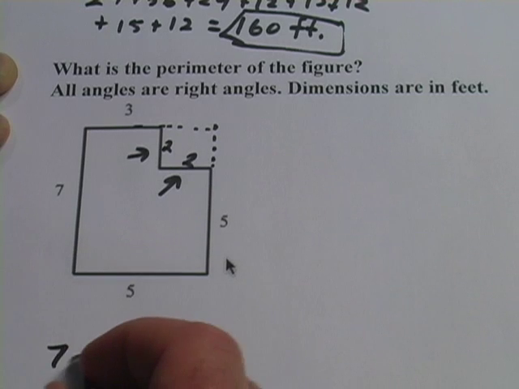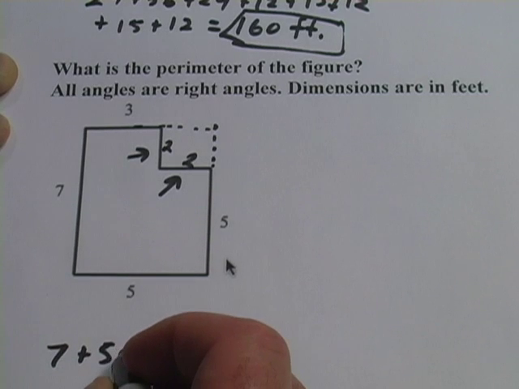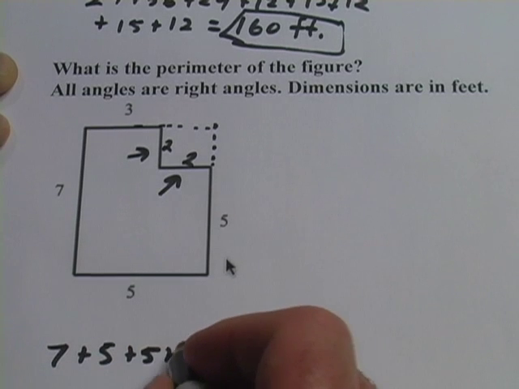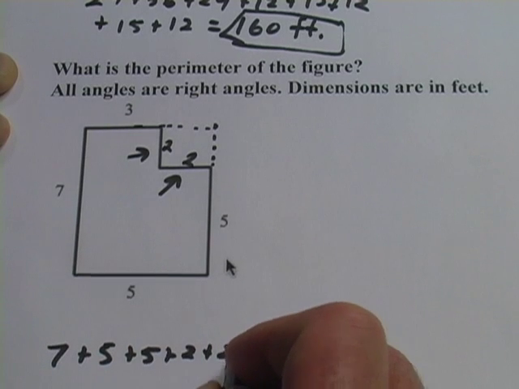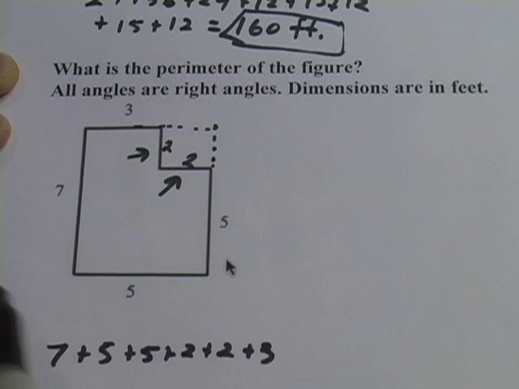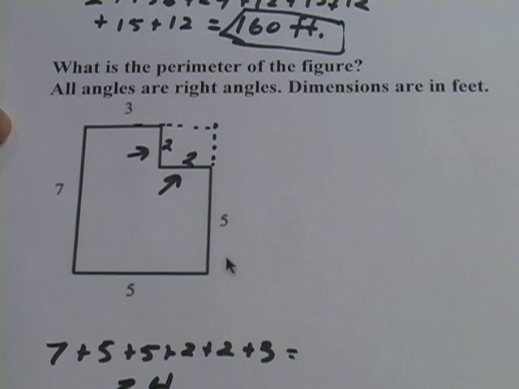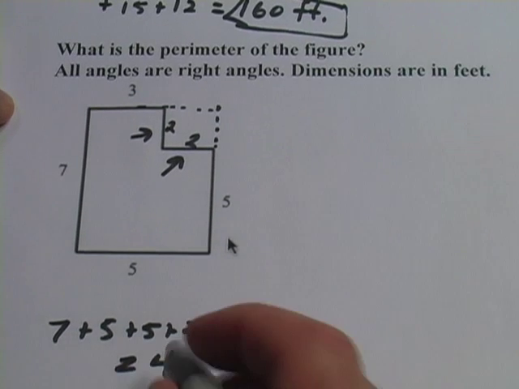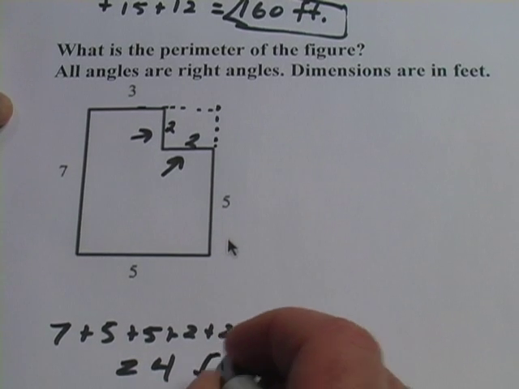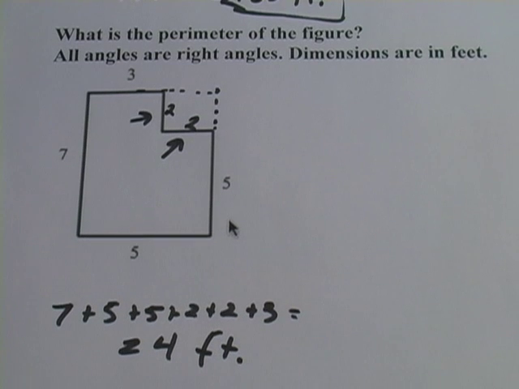We have 7 and 5 and 5 and 2 and 2 and 3. And that is going to be what? 24. And the units here are in feet. Since it's perimeter, just plain old feet. So that is how to find the perimeter of a complex shape.